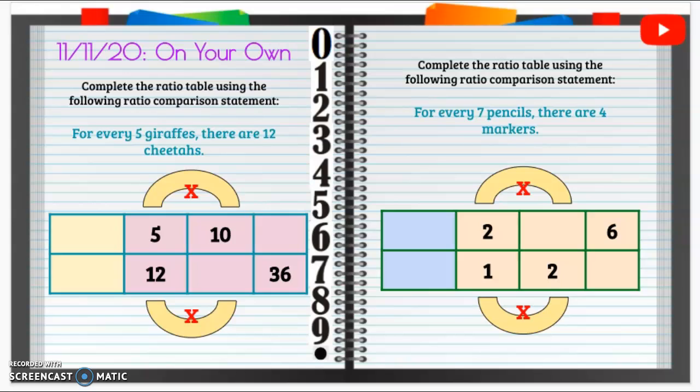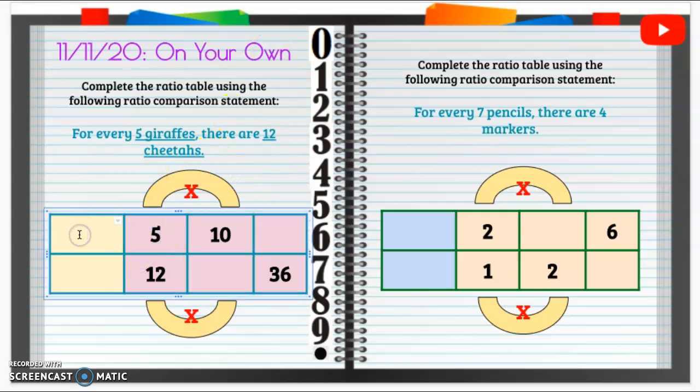Complete the ratio table using the following ratio comparison statement. For every 5 giraffes, there are 12 cheetahs. There we go. There are 12 cheetahs. All right, so 5 giraffes.